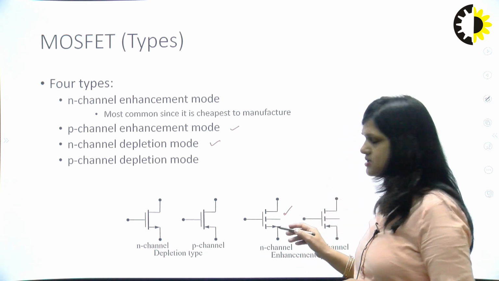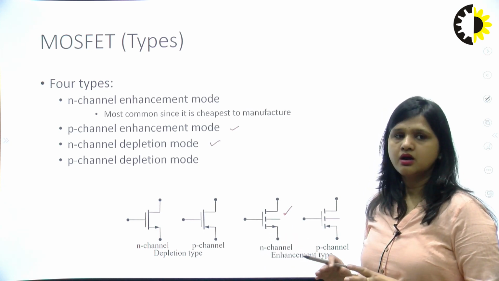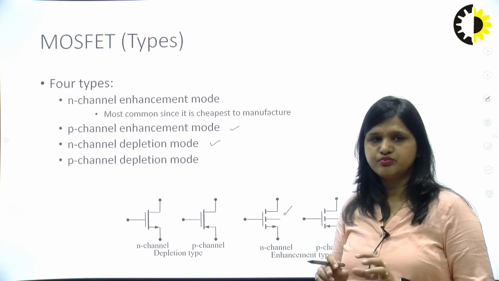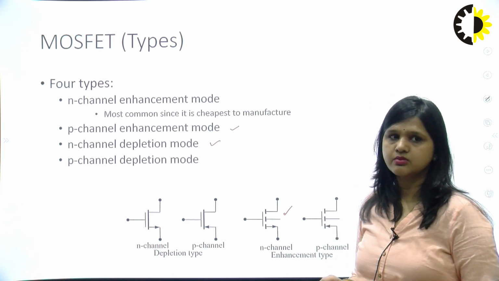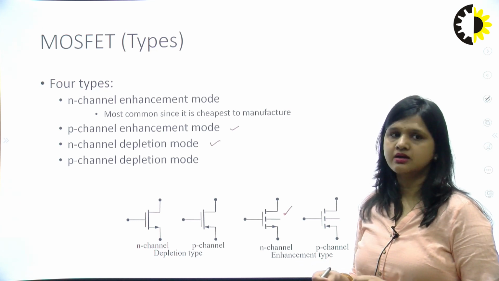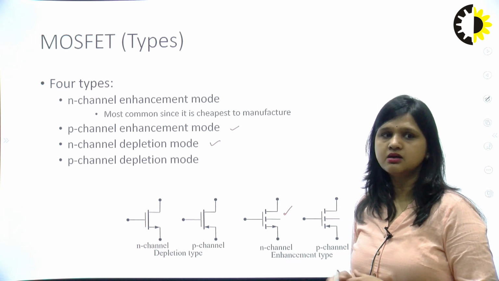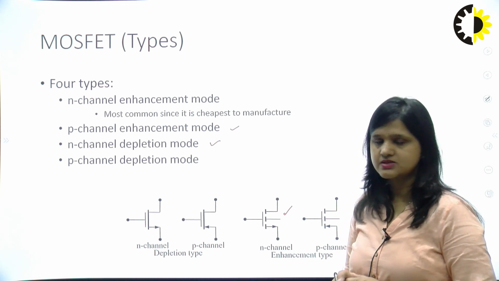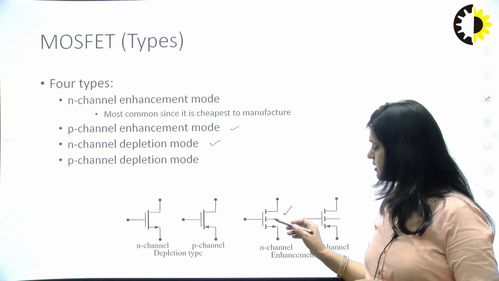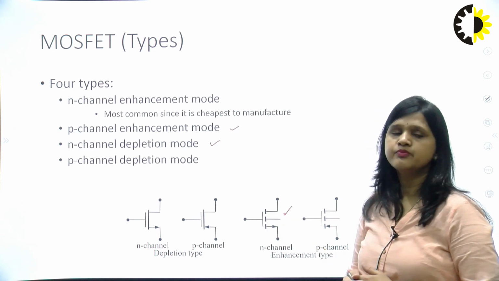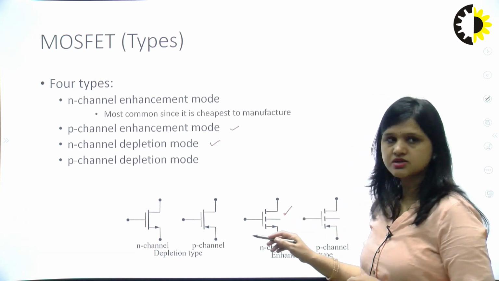Whereas in case of enhancement type MOSFET, there is no channel between source and drain. There is a higher doping in the source region, but the channel is not available. So first we have to form the channel for the conduction of charge carriers, then only we can start the operation of the MOSFET transistor. So the symbol itself represents that there is no channel available between the source and drain. Symbolic representation is something like that.